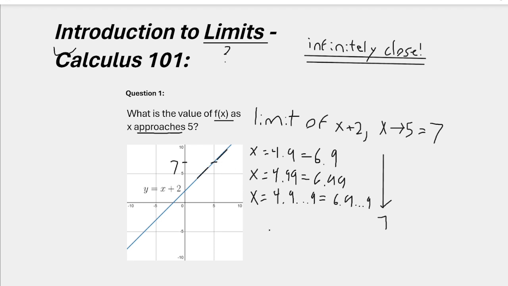And, well, that makes a lot of sense. If we were to try x is equal to 5.01, for example, well, that's going to give us 7.01, which is ultimately trending in the same direction towards the specific value of 7.